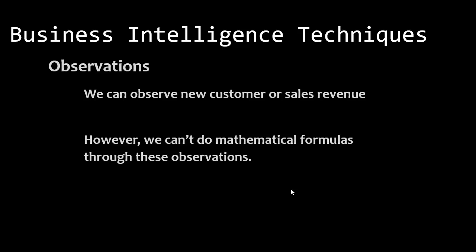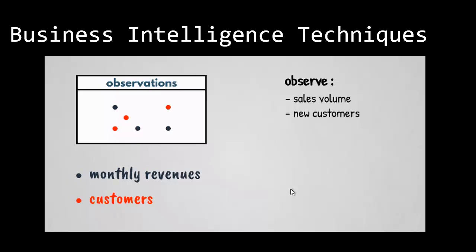Observations. For instance, we can observe all the new customers and the sales revenue. It's just that simple. So we observe what the sales revenue is for the quarter. We observe the new customers that we possibly accumulated based upon that. All right, so we observe this. We get those numbers for the most part. We don't really put mathematical formulas to them yet. They're just basically observations. It could be monthly revenues, customers, new sales volume, new customers, and so on.